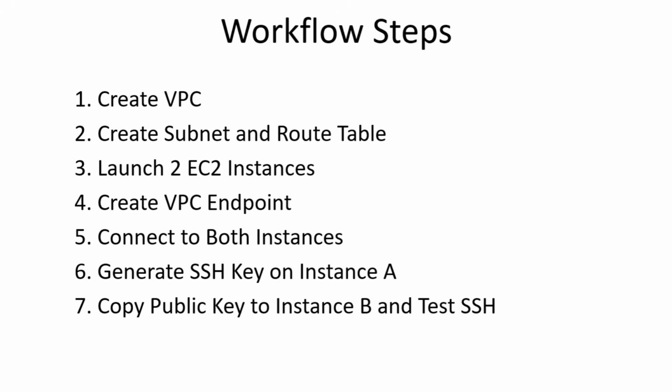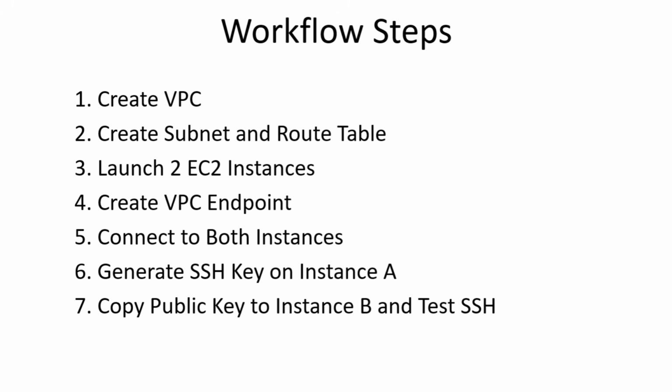Now that we understand the goal and benefits, let's walk through the workflow step by step. Step 1. We'll create a VPC, our own private network inside AWS. This sets the foundation for secure communication. Step 2. We'll add a subnet and route table, carving out IP ranges and ensuring traffic knows where to flow. Step 3. We'll launch two EC2 instances inside that VPC, representing our point-to-point connection. Instance A as the client, Instance B as the server.